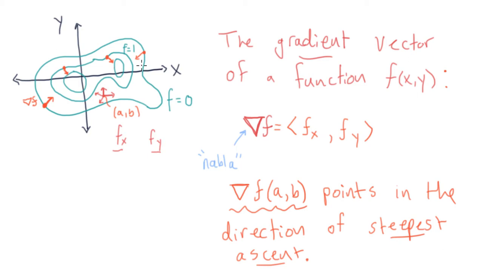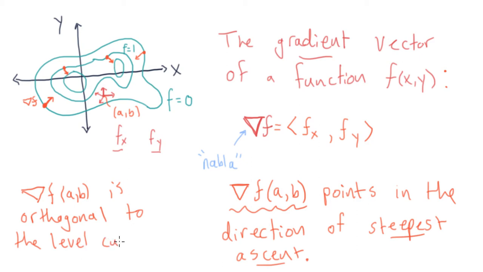And there's another important property. It points in the direction of steepest ascent, but also if I take some point (a, b) and look at the gradient vector, it's going to be orthogonal, and just remember that means perpendicular, to the level curve. We're going to use this fact later when we define the tangent plane.